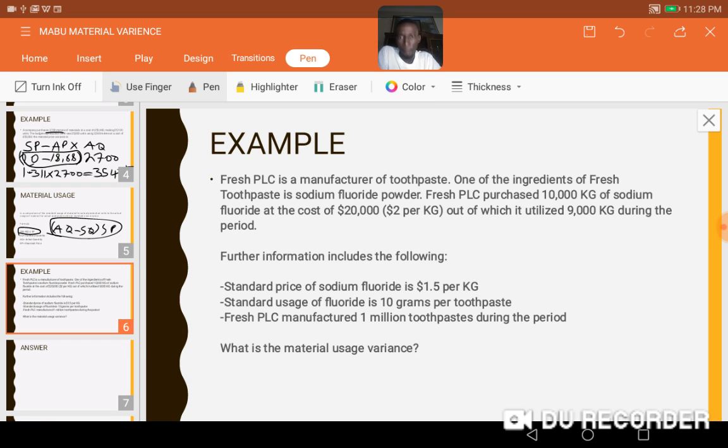They're saying Fresh PLC is a manufacturer of toothpaste. One of the ingredients of fresh toothpaste is sodium fluoride powder. Fresh purchased 10,000 kilos of sodium chloride at a cost of 20,000, which was £2 per kg, of which it only used 9,000 kg in that period. Therefore, this is our actual quantity used. They purchased 10,000, but they used 9,000. Therefore, 9,000 becomes our actual quantity.